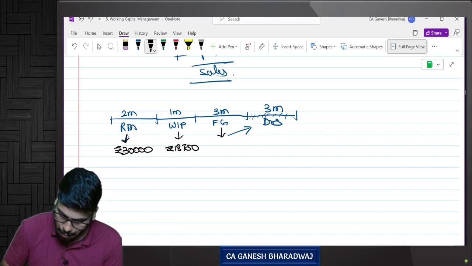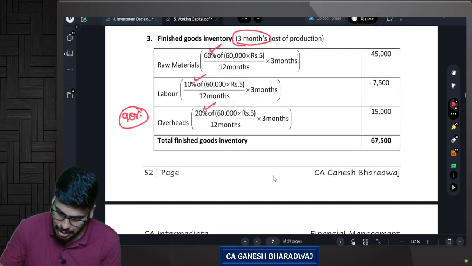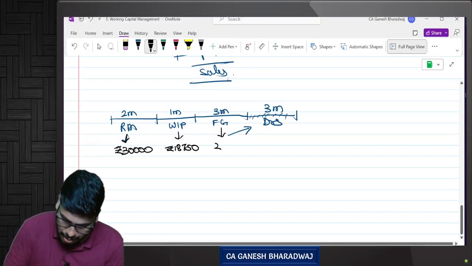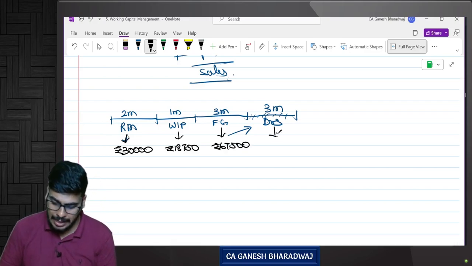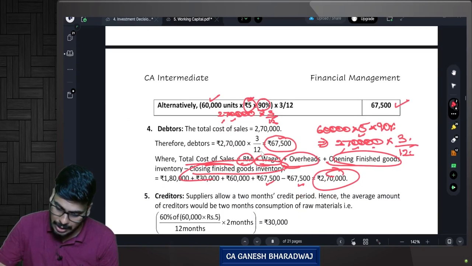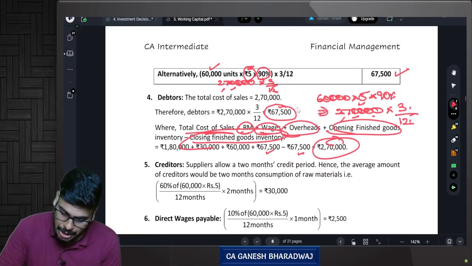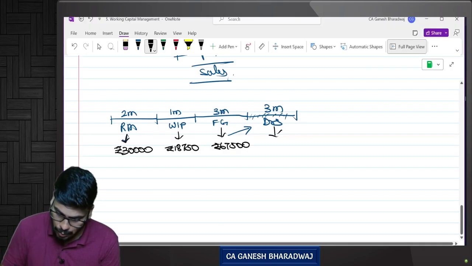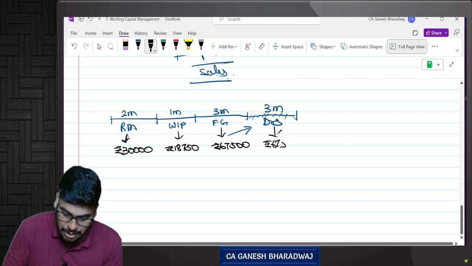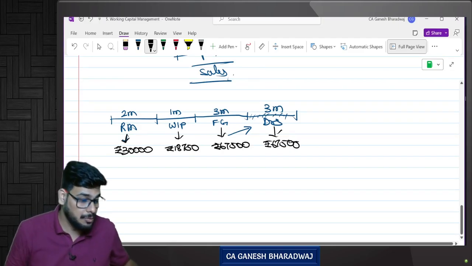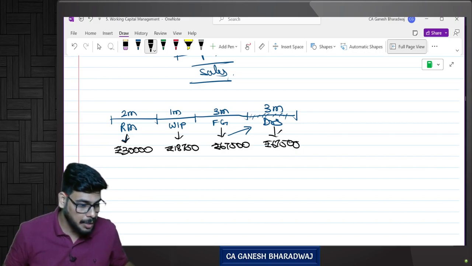Then what is the amount that gets blocked by way of FG? Rupees 67,500. Then what is the amount that gets blocked as debtors? It's going to be 67,500 once again. Are you clear with this?